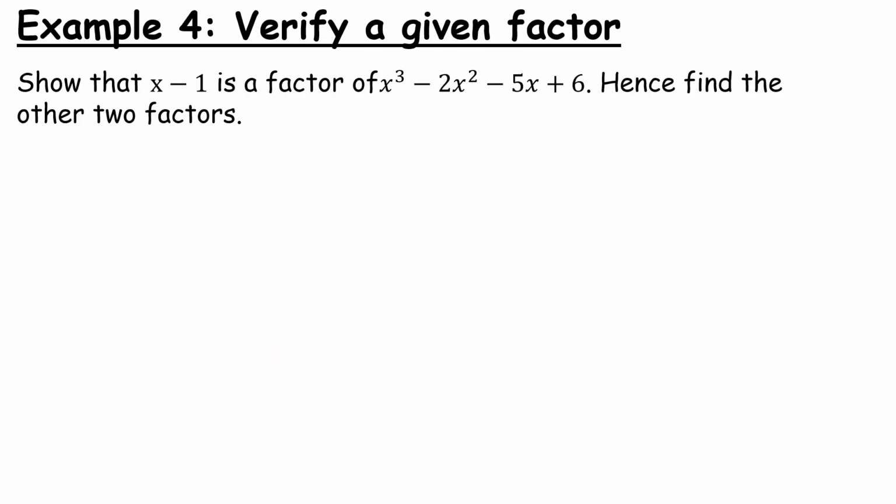So now here's a more practical example of where you would be required to do some long division, but it's not very clear that it's long division. Show that x minus 1 is a factor of x cubed minus 2x squared minus 5x plus 6. Hence find the other two factors.